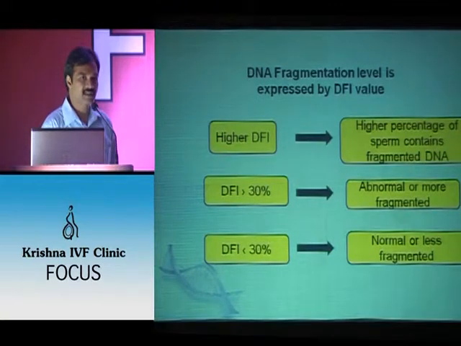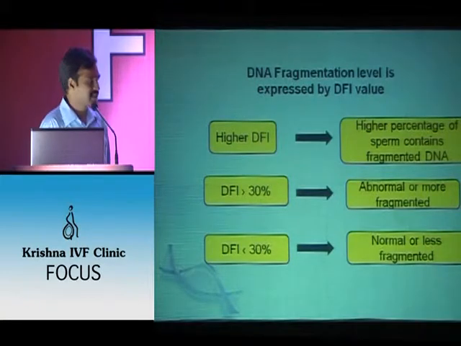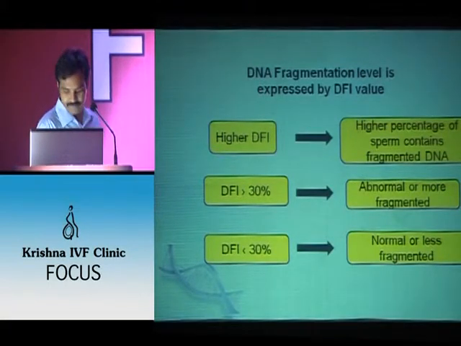And in the final analysis process, you have to count 500 spermatozoa on the basis of the halo pattern, and the cutoff value is 30%. When the DFI exceeds 30%, that sample is considered abnormal or more fragmented. And when the value is less than 30%, then that sample is considered normal or less fragmented.